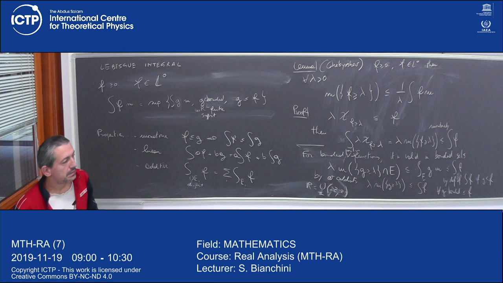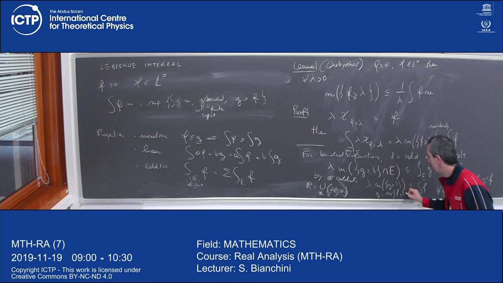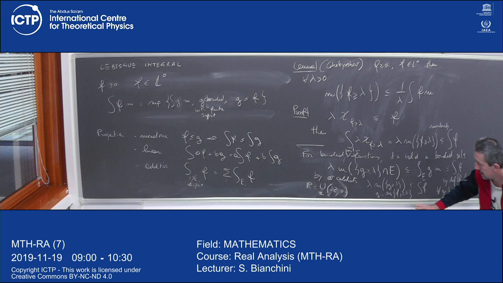Okay. Just like I suggest, I take g equal to the minimum between f and 2 lambda. It's okay: when g is larger than lambda, f should be larger than lambda. So I have this nice theorem. This set contains the set where f is larger than lambda, because g is less than f by definition. But this g is bounded and it's equal to f when f is less or equal than lambda, and it's 2 lambda when f is larger or equal than lambda.